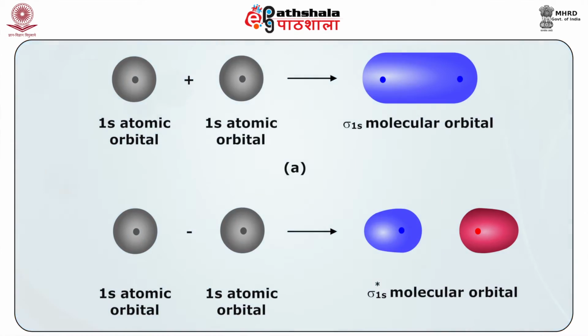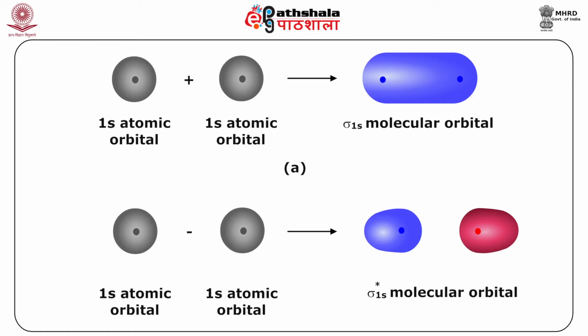Two s orbitals and two p orbitals combine in different ways to give rise to one bonding molecular orbital called sigma 1s and one anti-bonding molecular orbital called sigma star 1s. As shown, two 1s orbitals combine to give a sigma 1s molecular orbital, called the bonding molecular orbital, which is generated by mixing of two same-phase atomic orbitals.